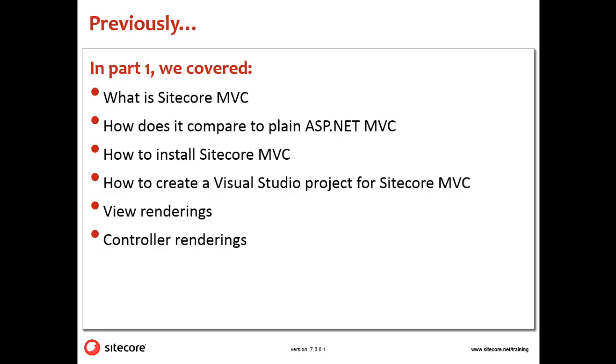Before we get started, let's remind ourselves of what was covered in part 1. We looked at what Sitecore MVC is, in particular in comparison to plain ASP.NET MVC. We also looked at how to install Sitecore MVC and how to create a Visual Studio project to work with it. Finally, we created a very simple view and controller rendering and assigned them to a placeholder on the page using the page editor.